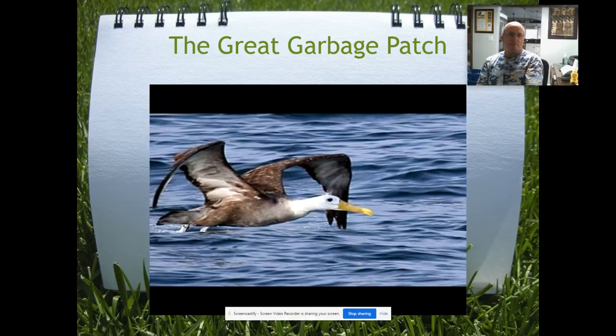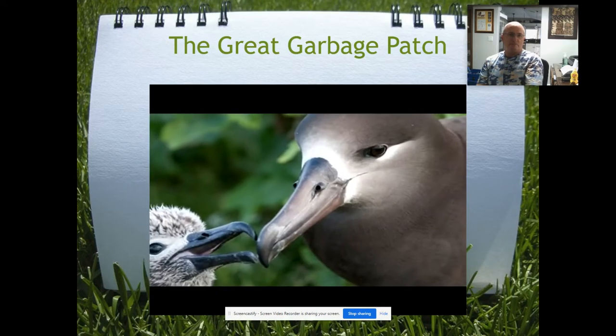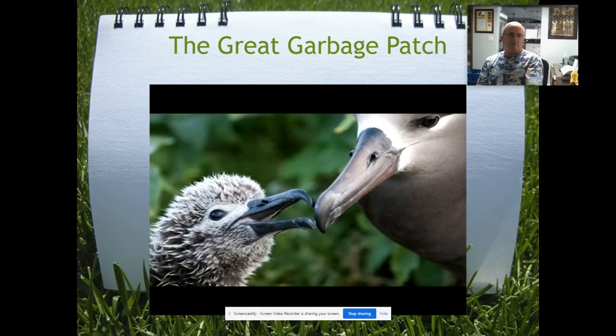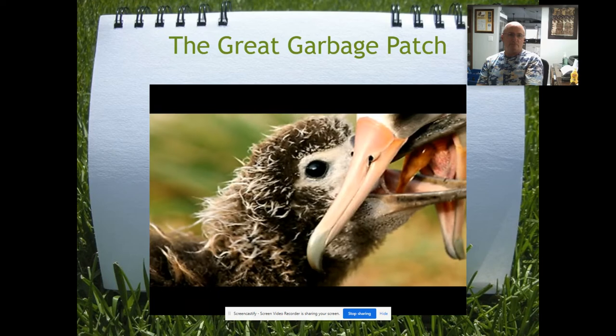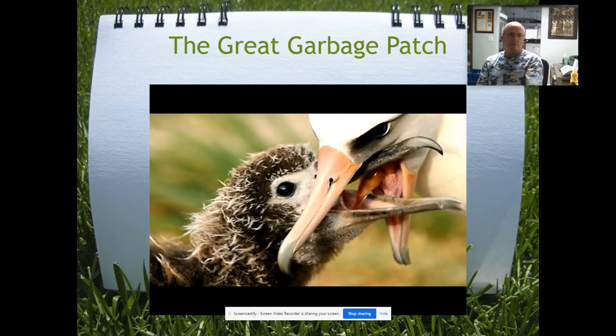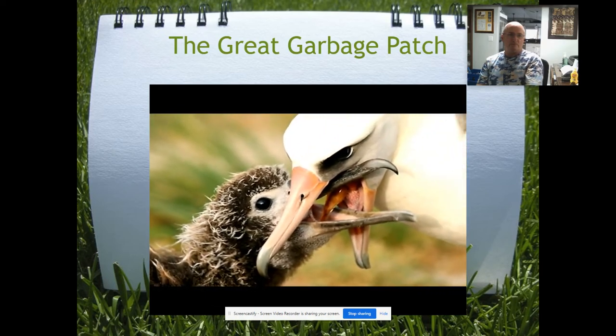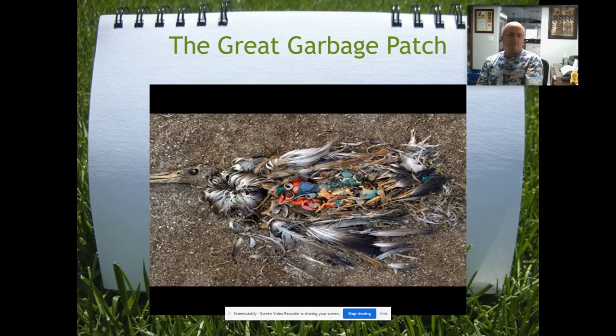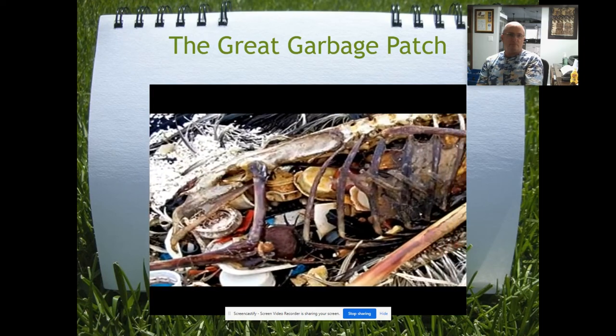Albatross parents leave their chicks on land in Pacific islands to search for fish eggs. These albatrosses scoop up these pellets and return to feed the indigestible plastic to their chicks, which eventually die of starvation or ruptured organs. Decaying albatross chicks are frequently found with stomachs full of plastic debris.